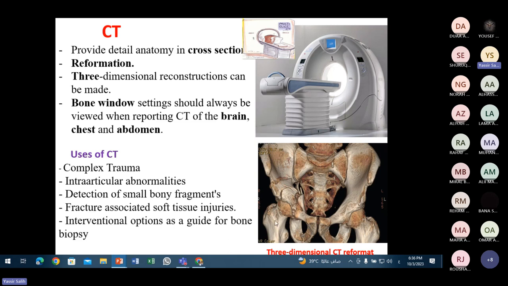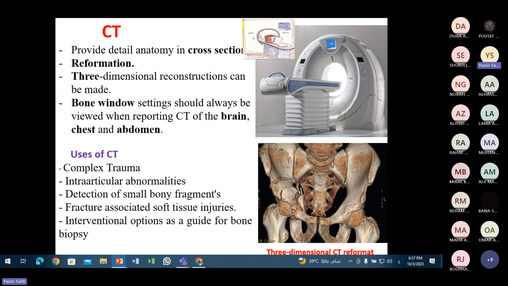CT is more sensitive in this kind of complex trauma, and also in the spine. The spine is also a complex part. Unlike the tibia and fibula, which are long bones that can be assessed well by plain X-ray, the spine consists of many parts: spinous process, transverse process, pedicles and lamina, superior articular process and inferior articular process. So it cannot be well assessed by plain X-ray.